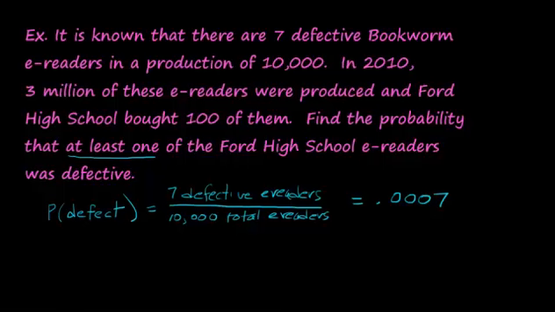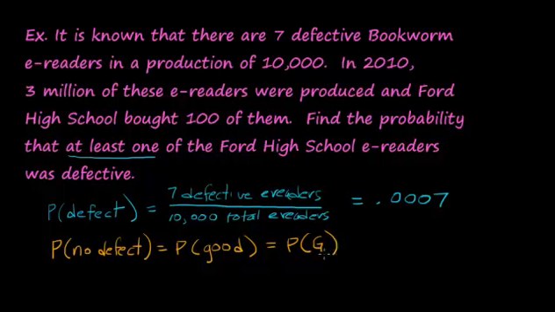So then we can calculate the probability of no defect, that we select one of these and it has no defect. Another way that's referred to in probability is the probability that it's good. If it's not defective, it's good. And for abbreviation's sake, I'm just going to write the probability of capital G. That means a good e-reader. Well, that's the complement of defect.